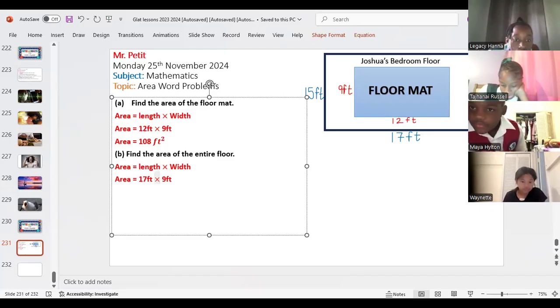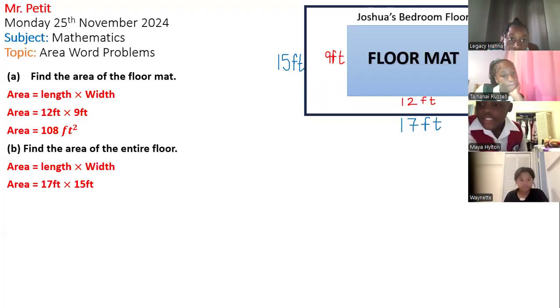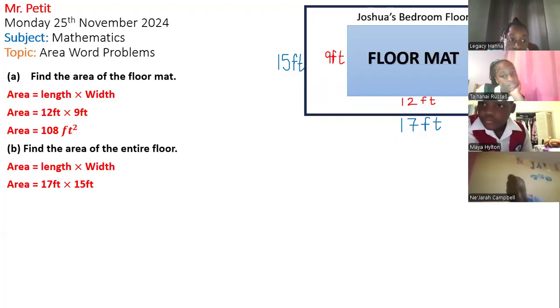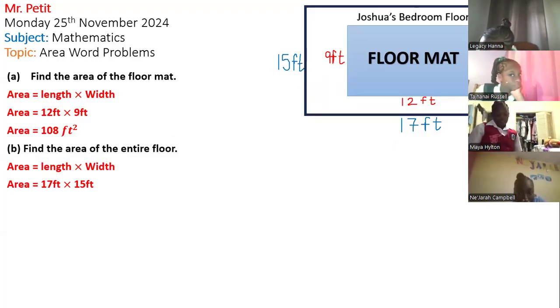The length is 15 feet. No. What is the length? It's 17 feet. The length is 17. Why is the length 17? Because it's the longest. Very good. Longest. And then the width is what? 15 feet. So let's multiply that.